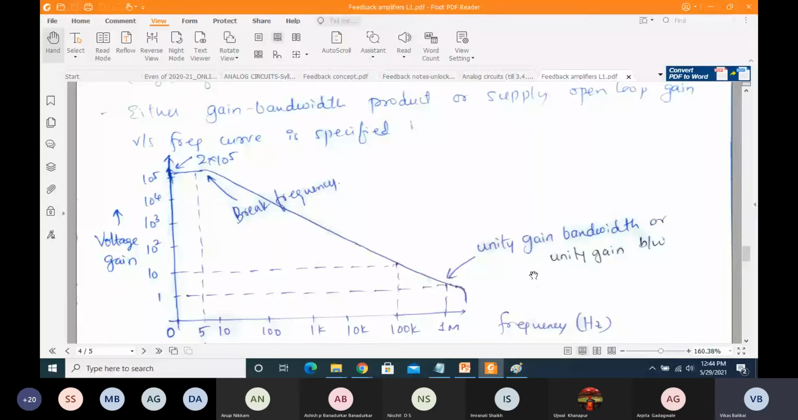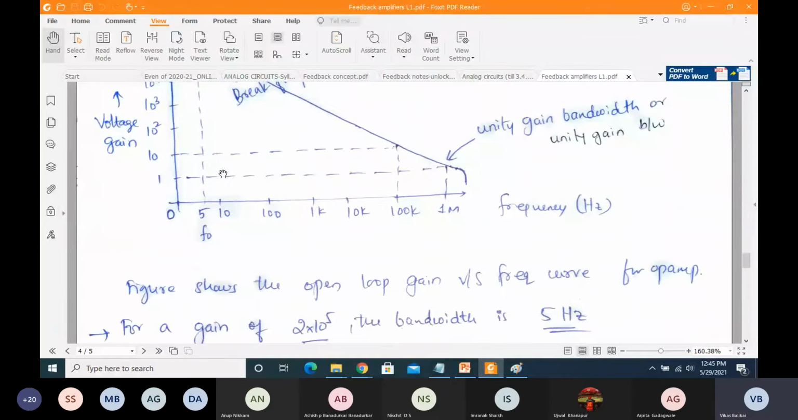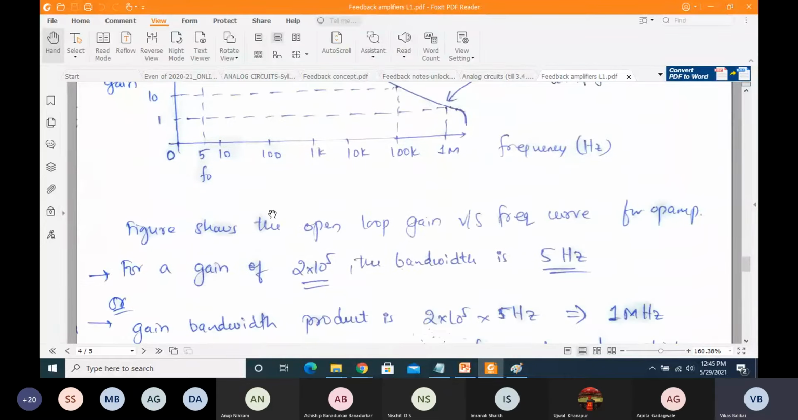So between these two points, the break frequency and the unity gain bandwidth, whatever is my result, that is the bandwidth. This is what we have seen, or I can say up to the point where the gain is dipping is considered as the constant bandwidth region. So this is what has to be increased now.